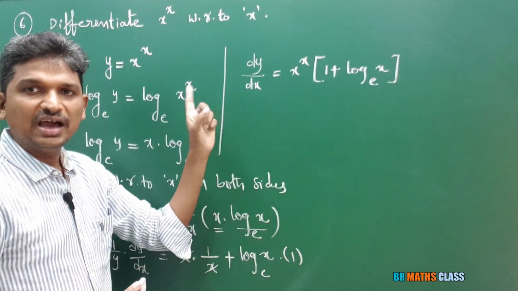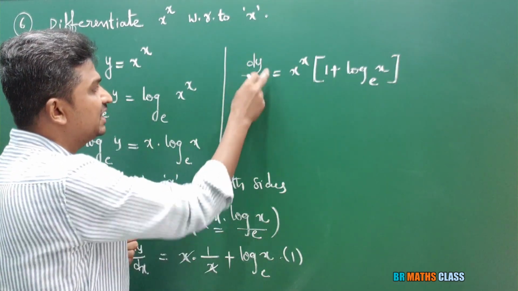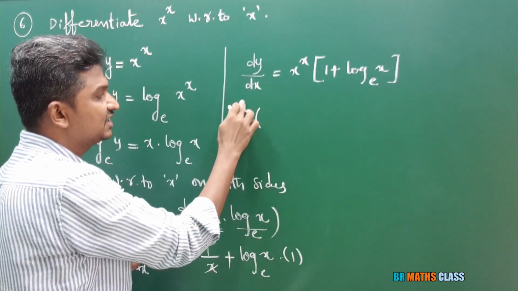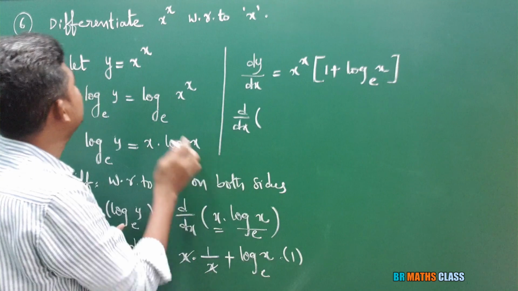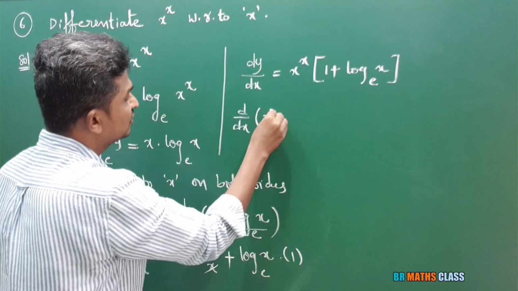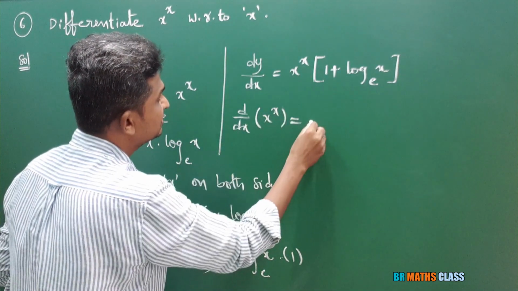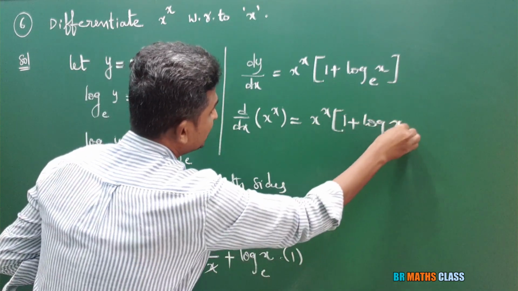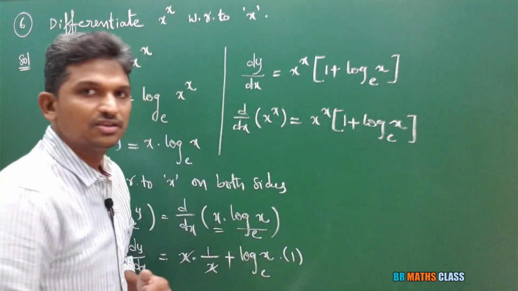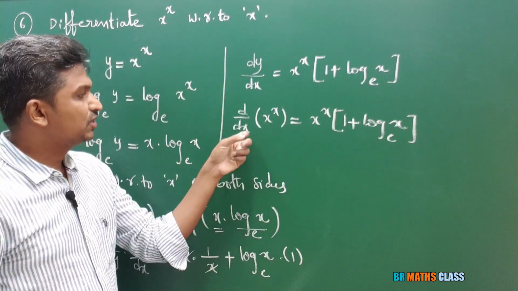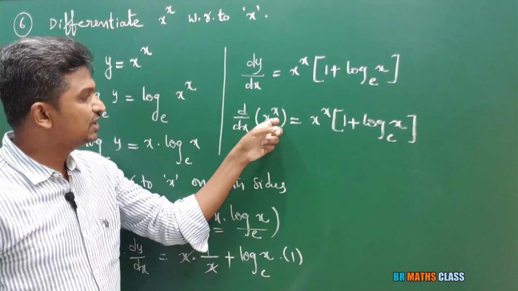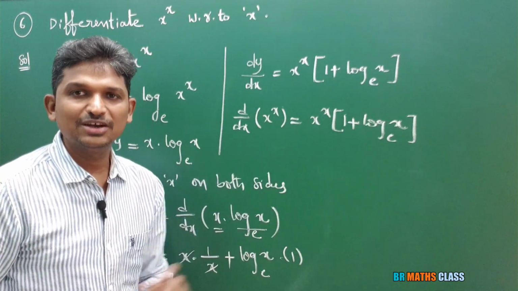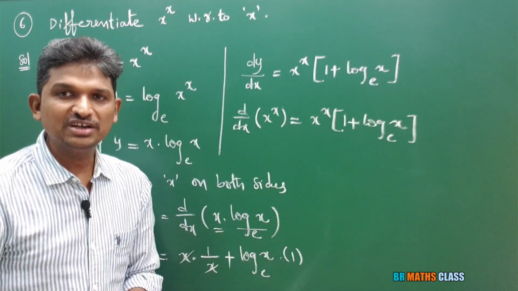To understand, I'll write one more step. dy by dx is nothing but d by dx of y. What is y? y is x power x. So d by dx of x power x is what? x power x into 1 plus log x base c. So they are asking to differentiate x power x with respect to x. The derivative of x power x with respect to x is x power x into 1 plus log x base c. I hope you understand this.